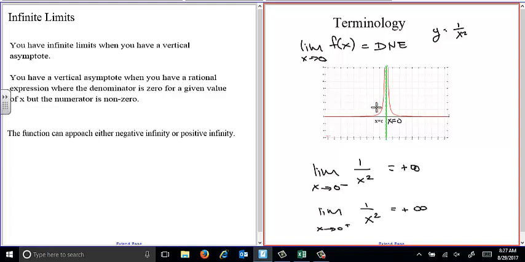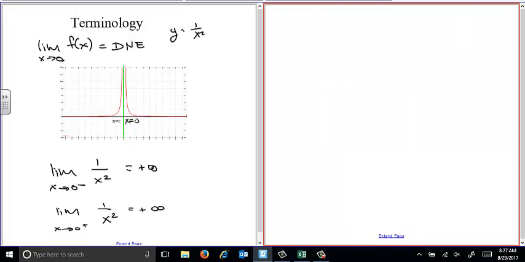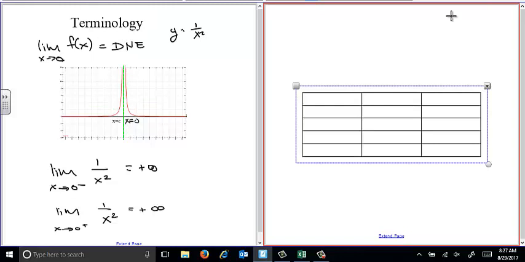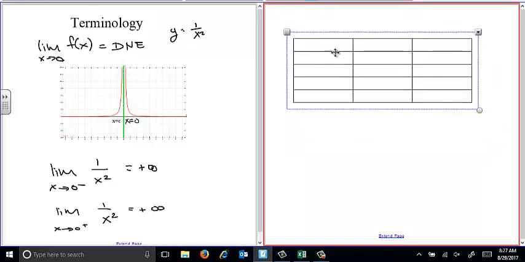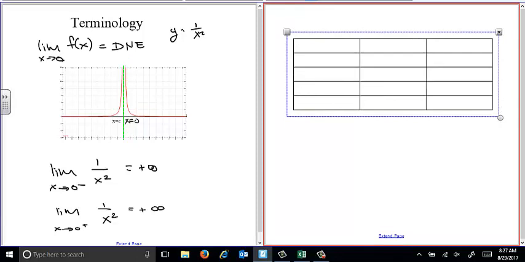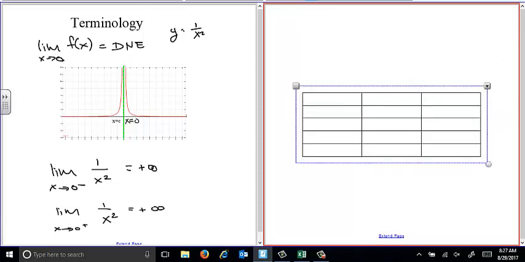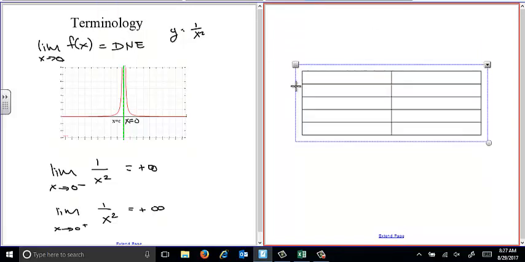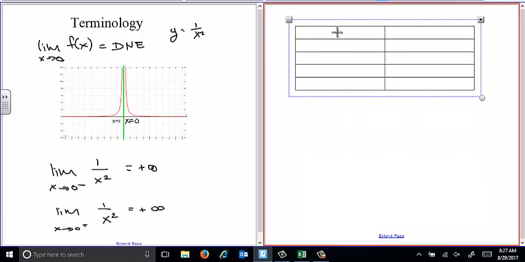So that's how you would do it graphically. How would you answer that question numerically? Well, one way you could do it is you could make up a table and you could pick values of x that get closer and closer to 0. I'm not sure why I needed 3 columns, but let's redo that. I think I just need 2 columns. So you just make up a table, and this would be x, and this would be f of x.